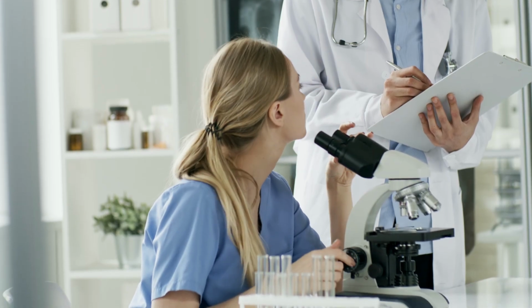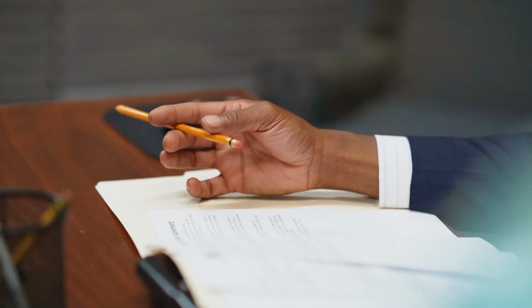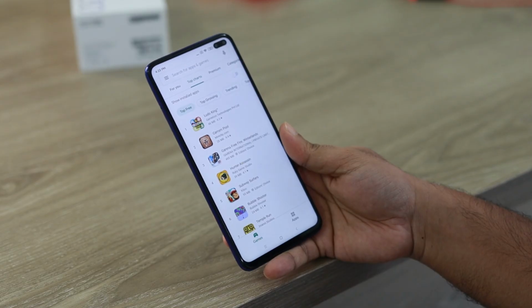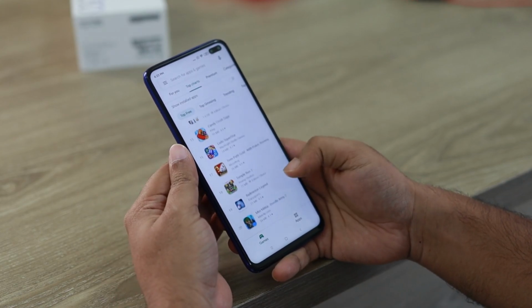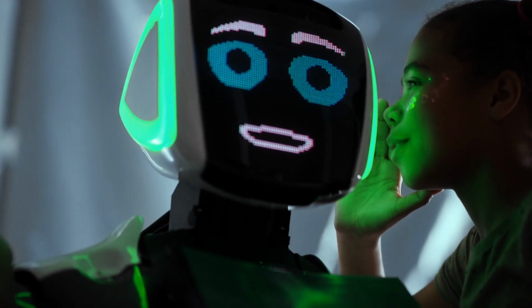First one is healthcare: medical imaging, disease diagnosis, and drug discovery. Second is finance: fraud detection, stock market prediction, and credit scoring. Third is transportation: autonomous vehicles and traffic prediction. Fourth is entertainment: personalized recommendations on platforms like Netflix and Spotify. Fifth is robotics: path planning and vision systems.